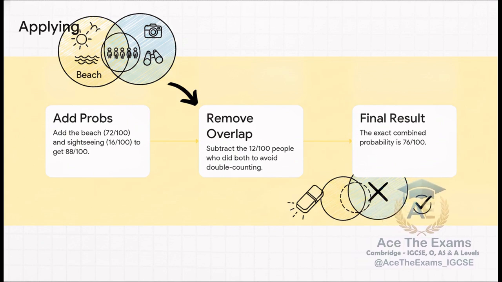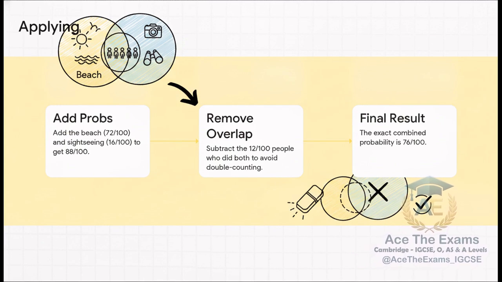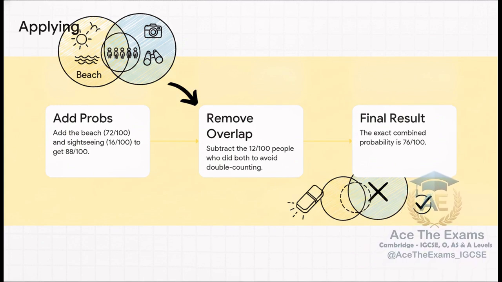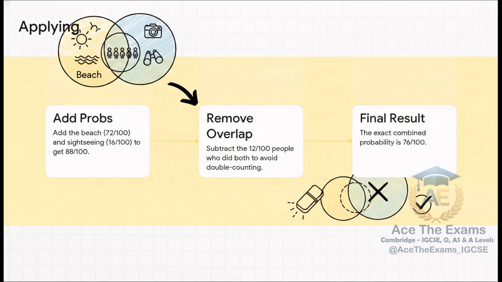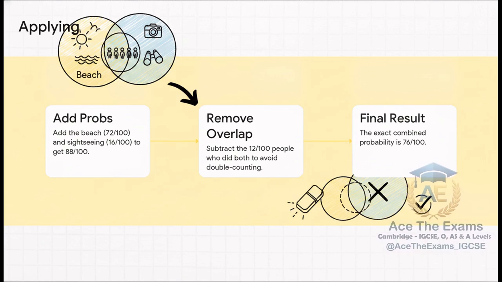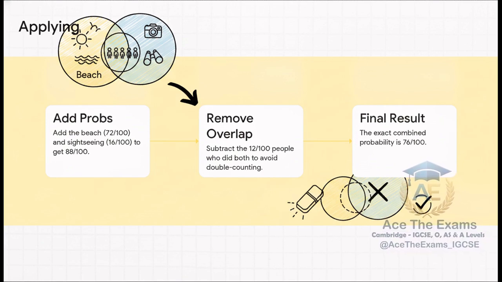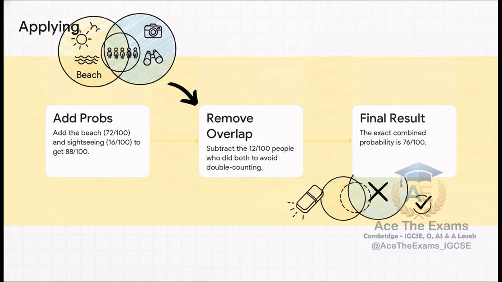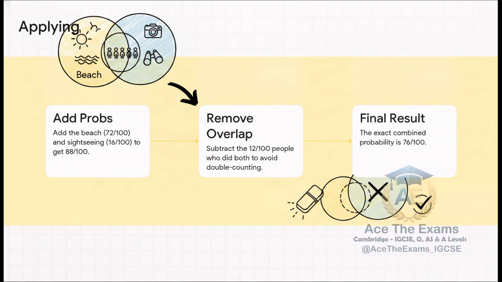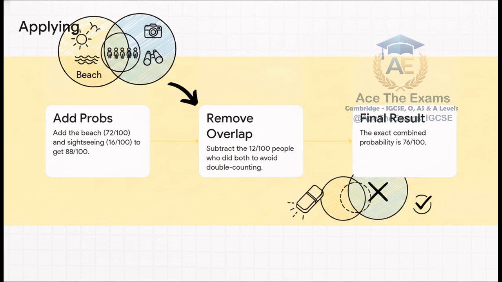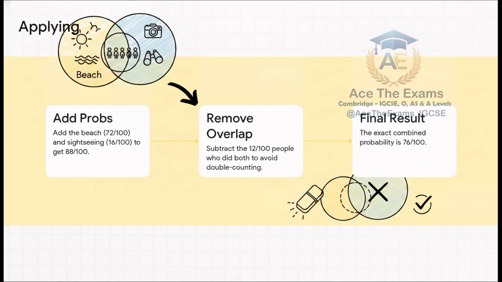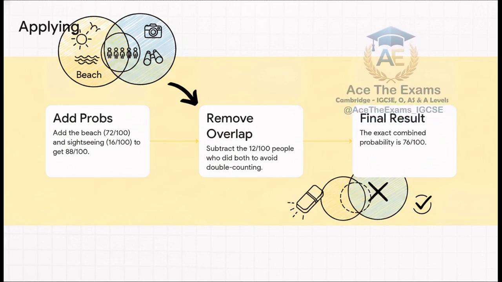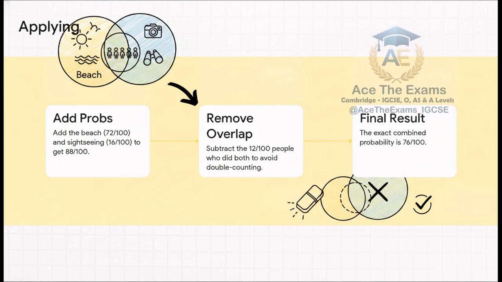But remember, that 88 includes the people who did both, and we just counted them twice. So step 2, we absolutely must subtract the double-counted overlap. That is the 12 out of 100 people who did both. Step 3, we arrive at our final combined probability. 88 minus 12 is 76. By applying our rule and subtracting the 12 overlap tourists, we arrive perfectly at a 76 out of 100 probability. This proves exactly how powerful visualizing that overlap truly is for getting the right answer.